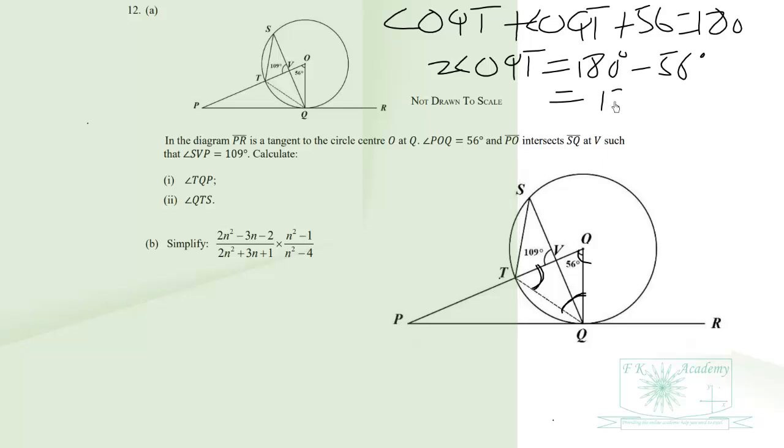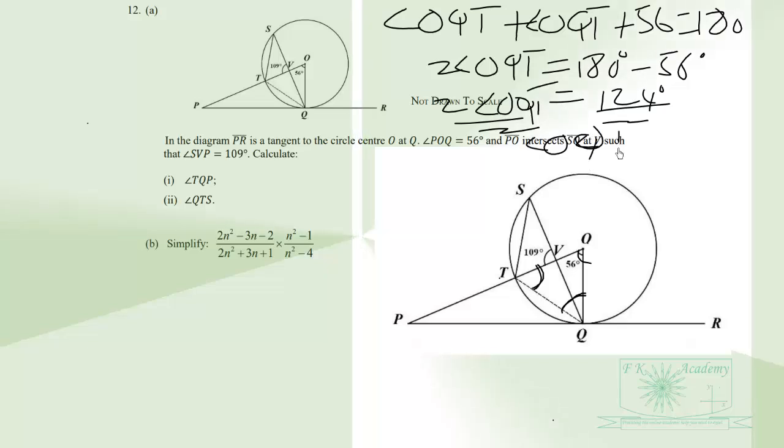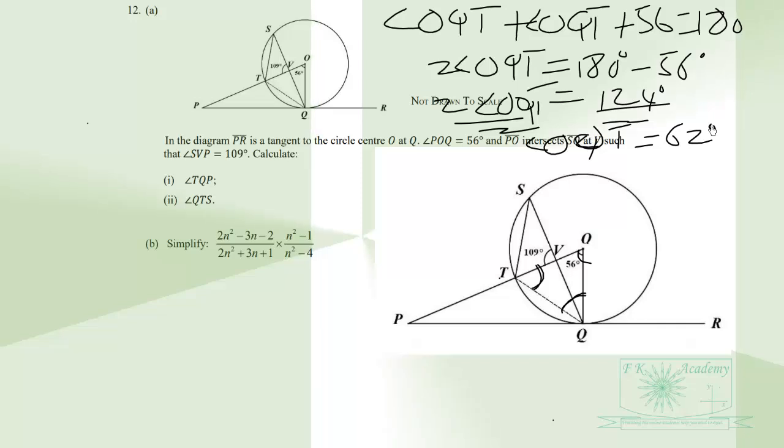And that will give us 124 degrees. So 2 times angle OQT is equal to that. Divide by 2 by 2. It means angle OQT is equal to 62 degrees. So this angle is 62 degrees.